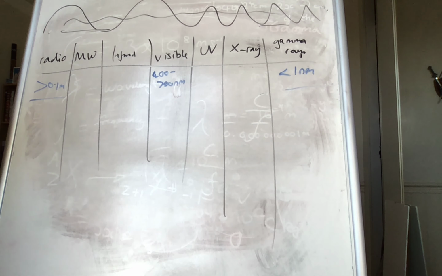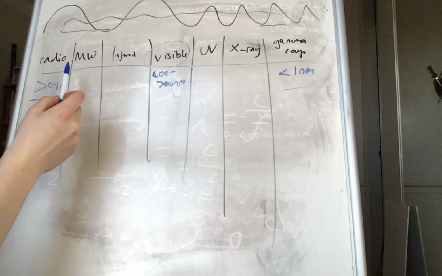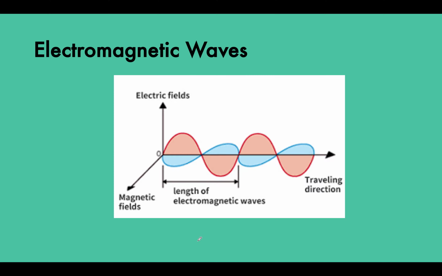So that should give you a good indication of how the spectrum differs and the different types of electromagnetic waves that there are, and obviously the only one that we can detect with our eyes is visible light, but there are all these other types of electromagnetic radiation.